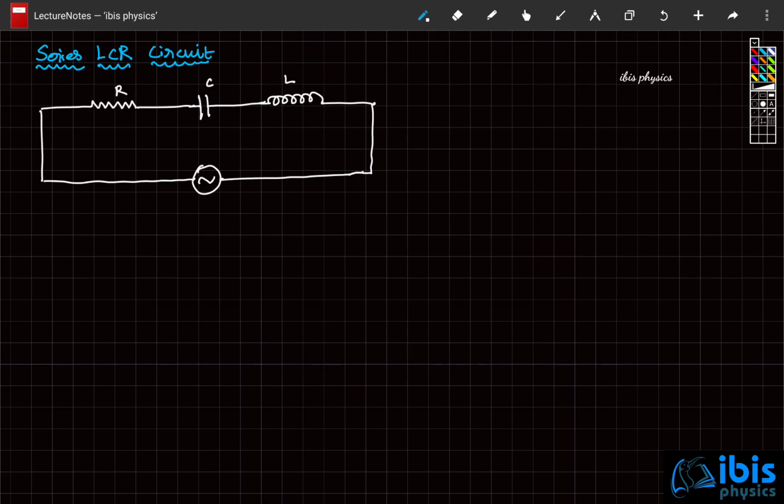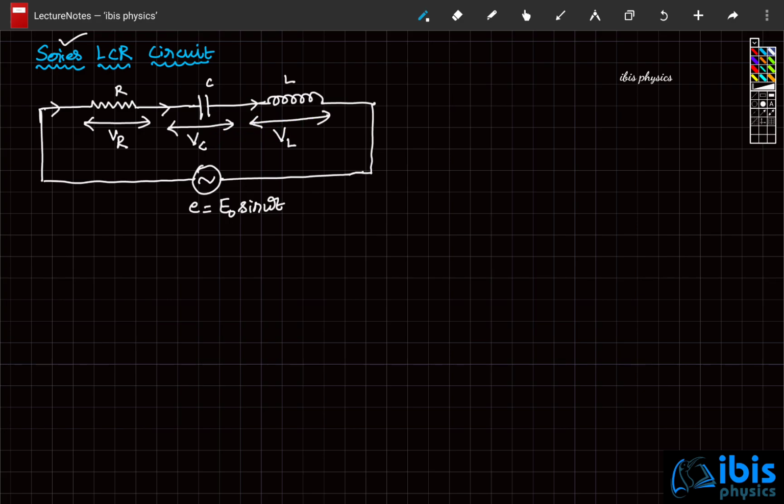In any order you can connect, because anyway it is a series LCR circuit. Because it's a series LCR circuit, current through all devices, resistor, capacitor and inductor, is the same. Suppose you apply an EMF E equal to E naught sine omega t. Voltage across the resistor will be in the direction of the applied EMF, whereas in the capacitor voltage will lag behind, whereas in the inductor voltage will lead.